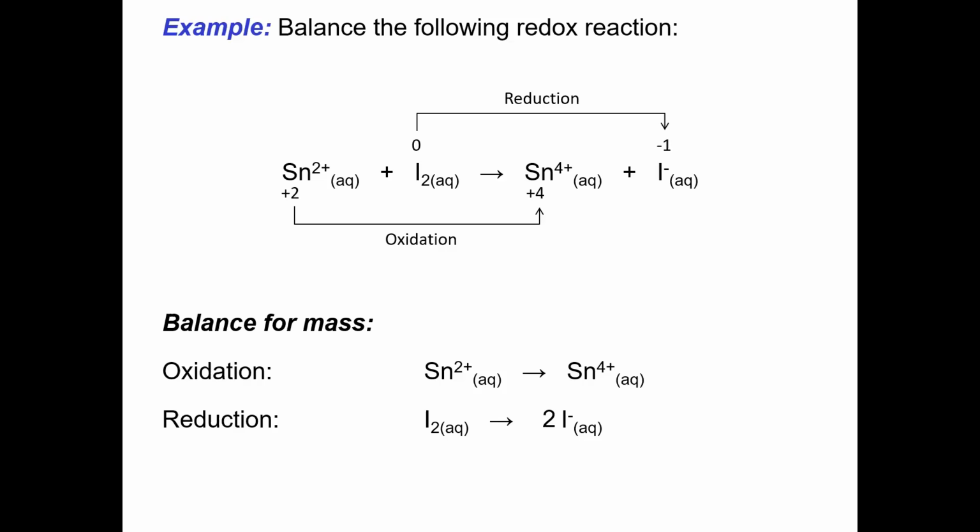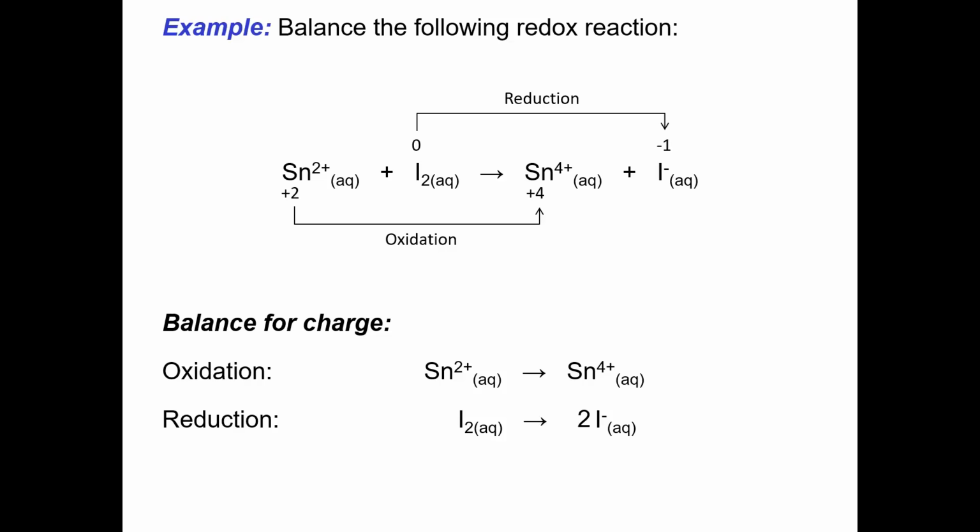Having done that, what I'm going to do is balance for mass. So I have 1 tin on either side of my arrow in my first reaction, but in my second reaction I have 2 iodines on the left and only 1 on the right. So I'm going to balance for mass by putting a 2 in front of my I minus.